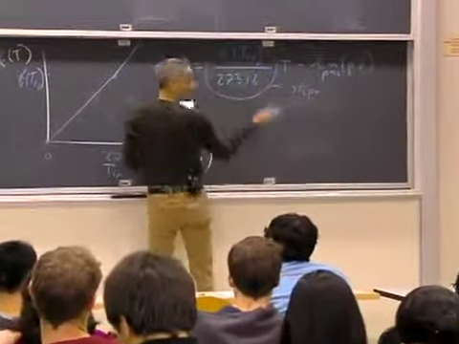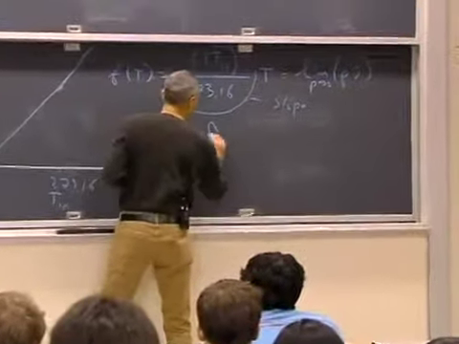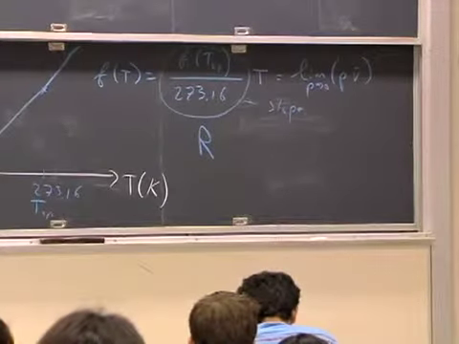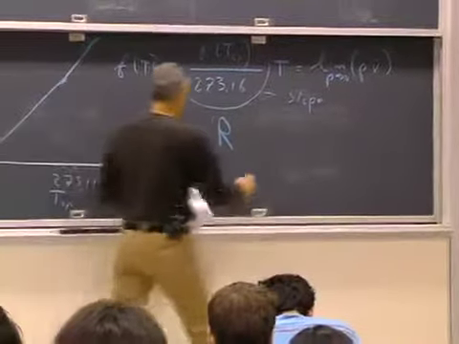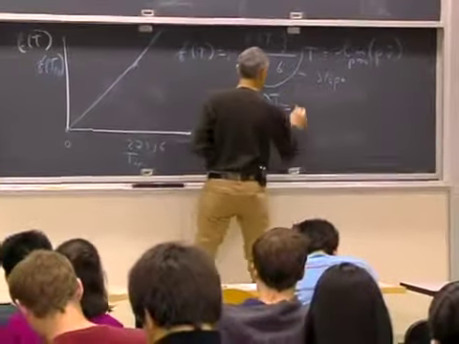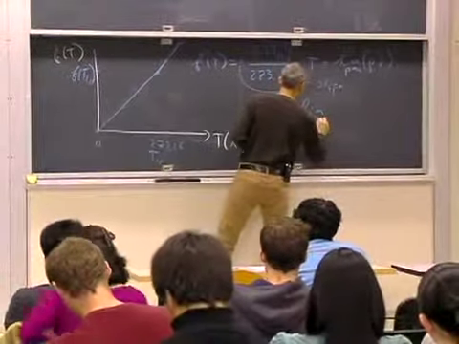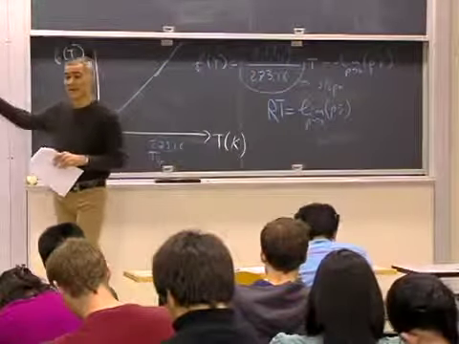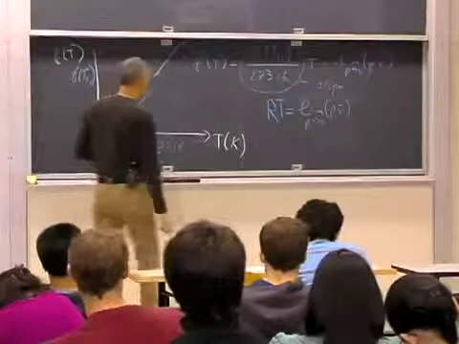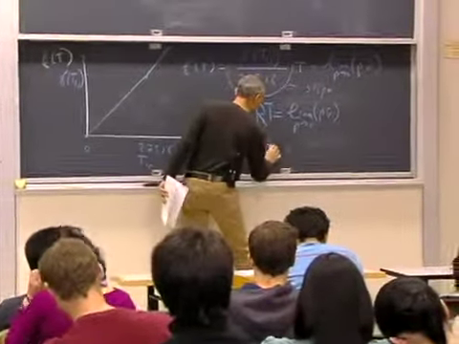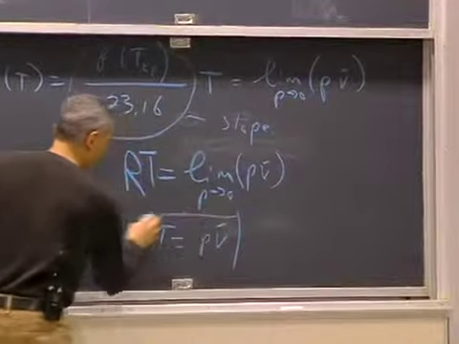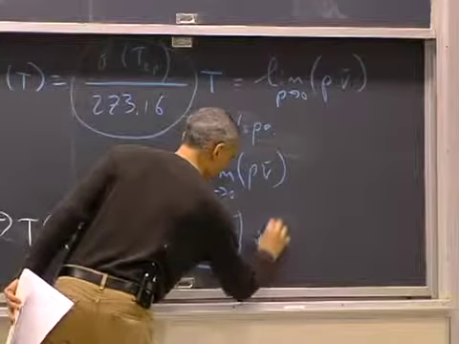Now this constant is just a constant. I'm going to call it R. It's going to be the gas constant. And now I have R times T is equal to the limit as p goes to 0 of p v bar. It's true for any gas. And if I remove this limit here, RT is equal to p v bar, I'm going to call that an ideal gas.